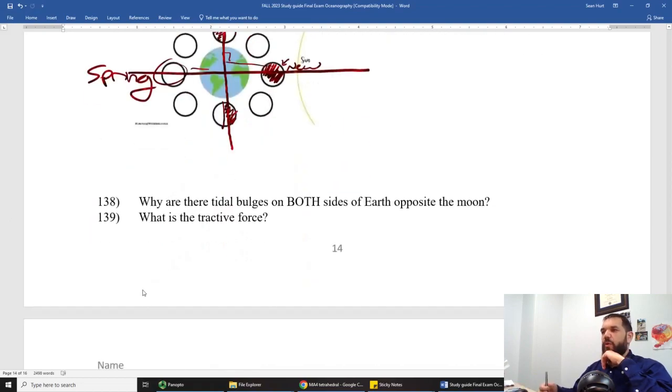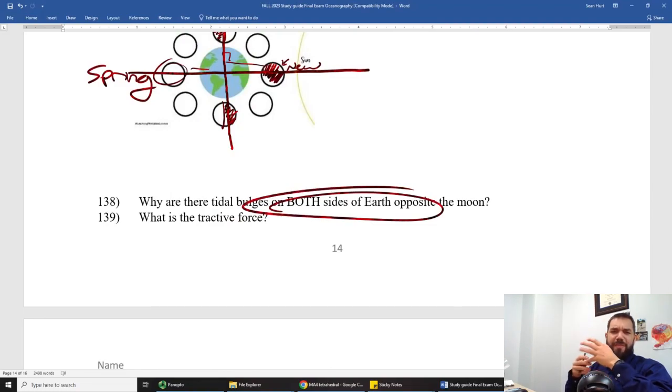Okay, so why are there tidal bulges on both sides of the Earth, opposite of the moon? You'd maybe just expect it to be on one side, the side closest to the moon, because the moon's gravitational force is pulling it up. But actually, Newton's third law of motion says for every action there's an equal and opposite reaction. So on the other side of the Earth, there's also the centrifugal force that naturally arises from the orbit of the Earth and Moon system.